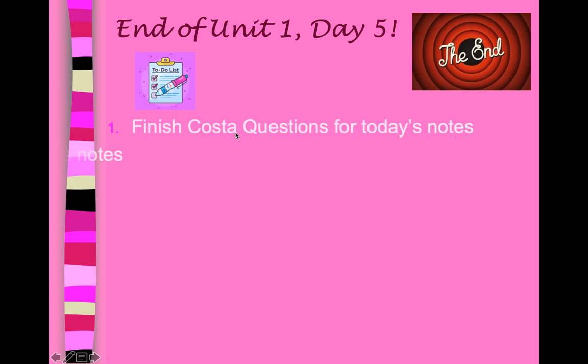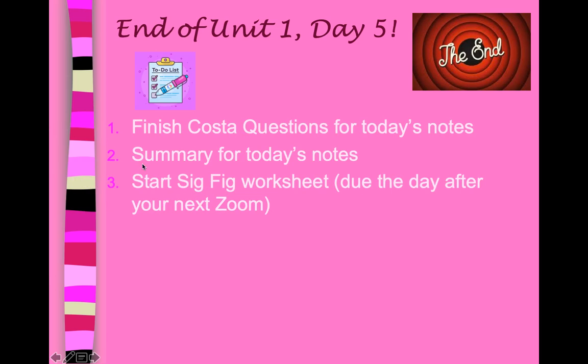So go back and finish your Costa questions, do your summary, which remember was the zeros. Start the sig fig worksheet, even if you just do one problem from each section, just to get started on it. I know you have lots to do on Wednesdays. These notes were the most important thing, and maybe a little bit of review for the Unit 1 quiz, but maybe just start the worksheet and then it's due the next day after whenever your next Zoom is, depending on what hour you're in. You could also work on the changes lab report, which is due on Sunday.